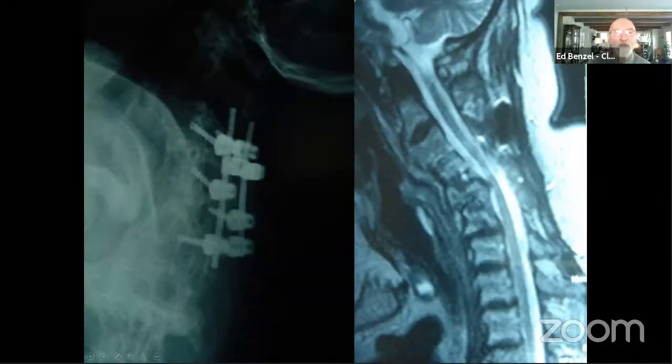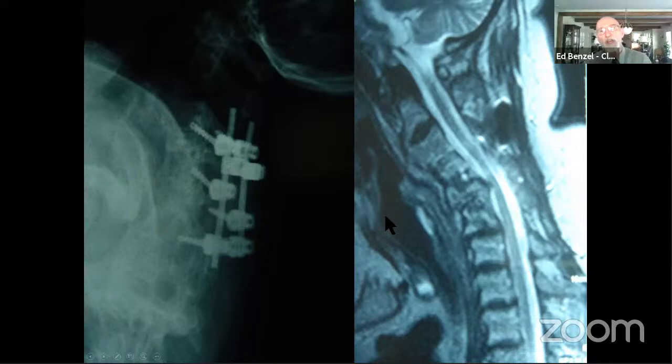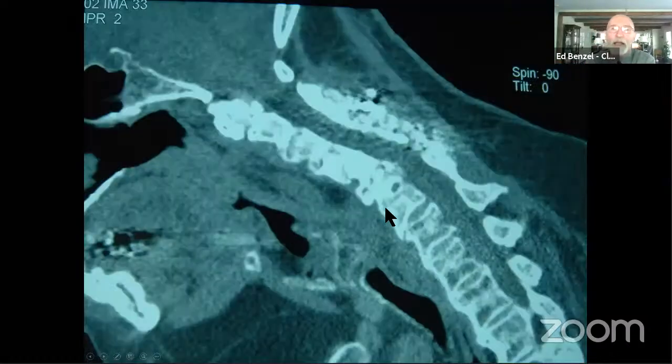Sometimes we should stage procedures. This lady had multiple ventral and dorsal procedures, had a progressive myelopathy, and this CT scan, and for obvious reasons, we did not feel it was a good idea to operate on her ventrally.